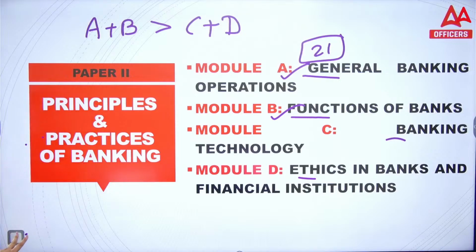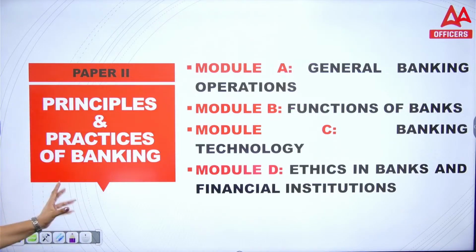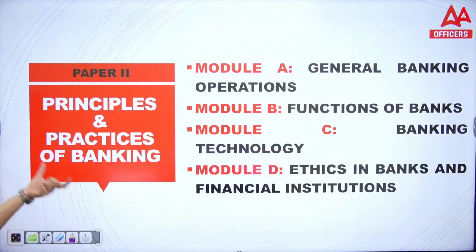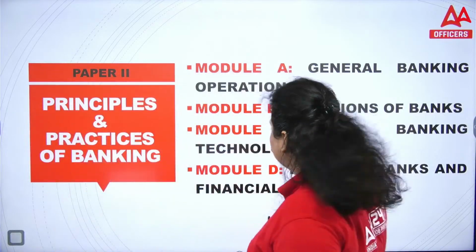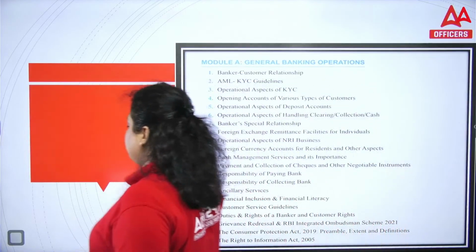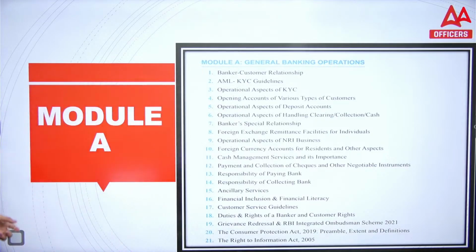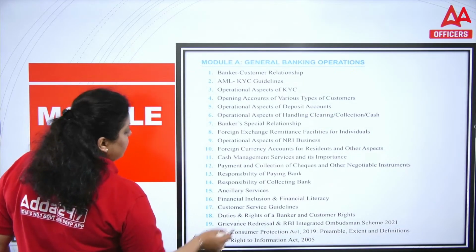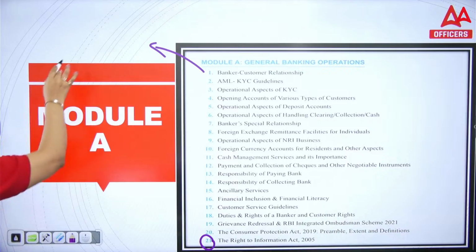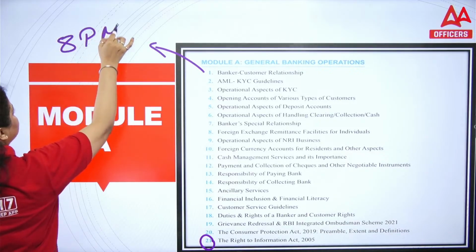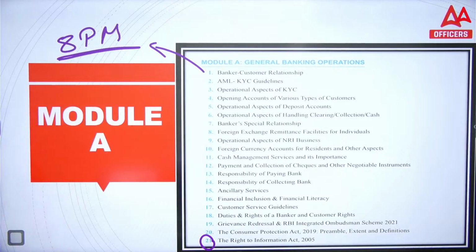That's why we have to decide accordingly how to divide our preparation time among these 4 modules. Do remember, modules A and B have a huge syllabus, plus they have huge weightage also. Now you can see this is module A, and it has a total of 21 units. The first unit is banker customer relationship. Yesterday I took a session on YouTube about the same at 8 PM. If you haven't seen that, do make sure you check the session.